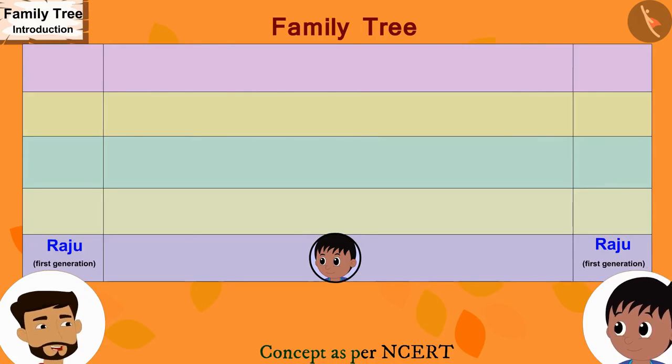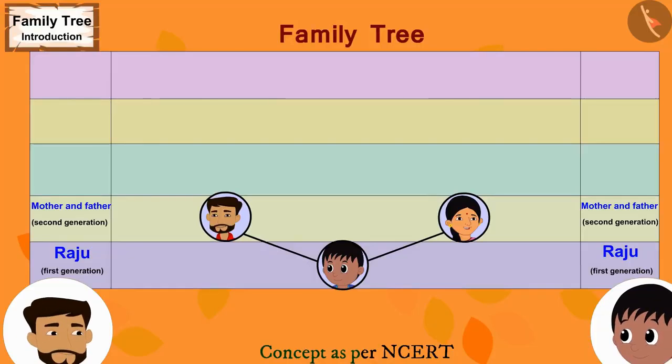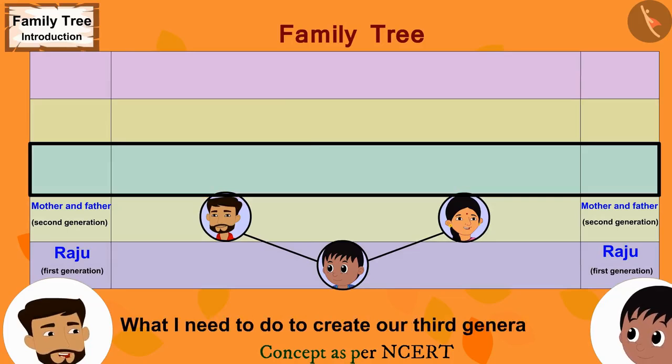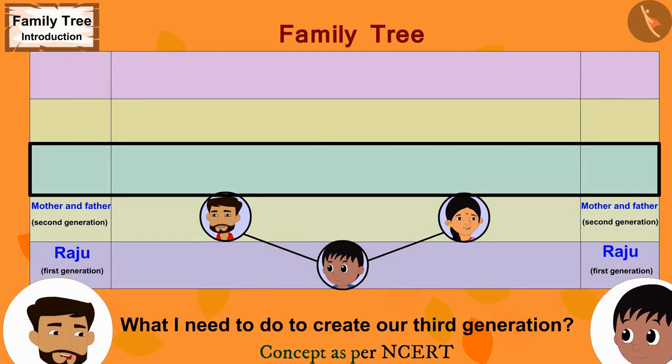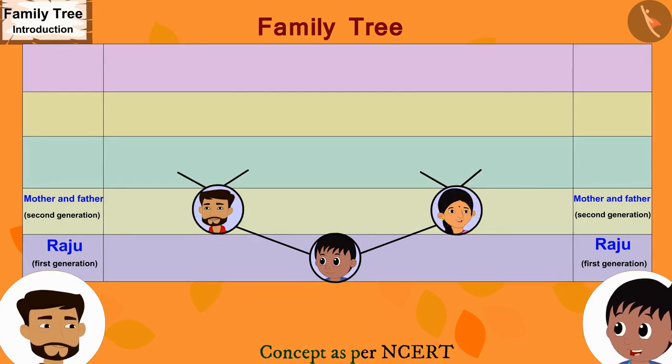Now I will draw 2 lines above your name and write your mother's name and my name. We are both in the second generation of this family. Raju, now can you tell me what I need to do to create our third generation like this? Father, you have to draw 2 lines each above your and mother's names.